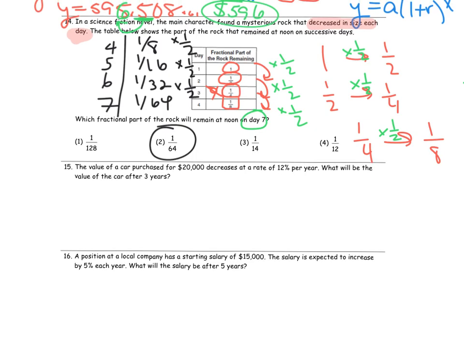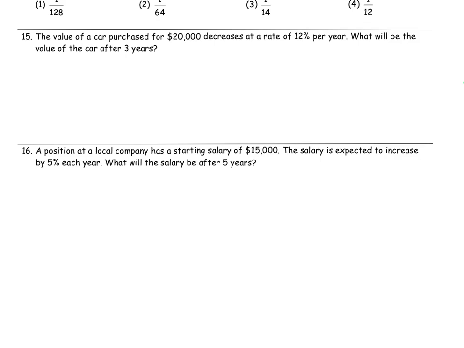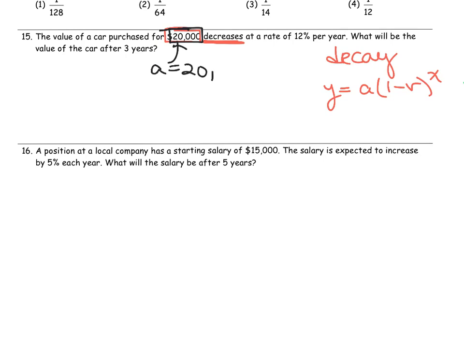All right, let's take a look at questions 15 and 16, and I think we'll call it a day. For question 15, we have a car was purchased at $20,000, and it's decreasing. So there we go. I already know I'm looking at a decay. So my formula for decay is y equals a times 1 minus r to the x. We know it was purchased for $20,000, so there's my a value. And it's decreasing at a rate of 12% per year. I want to know what will be the value after 3 years.